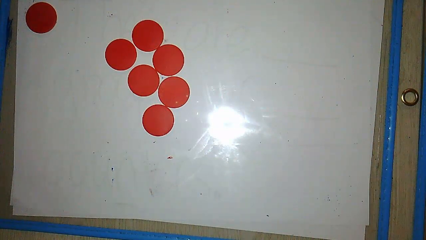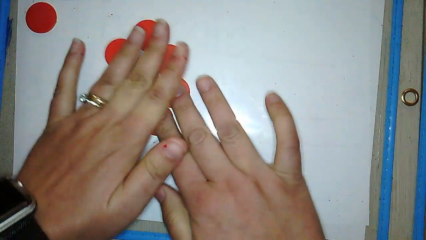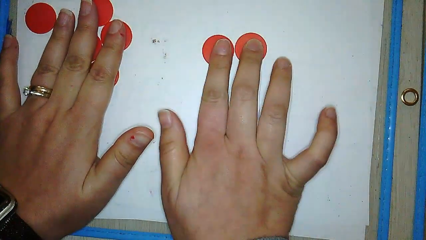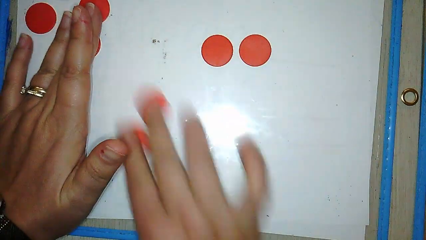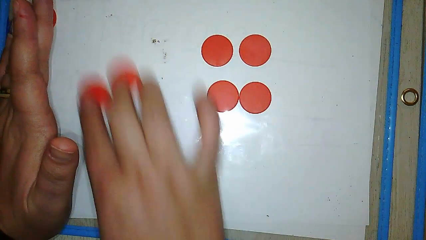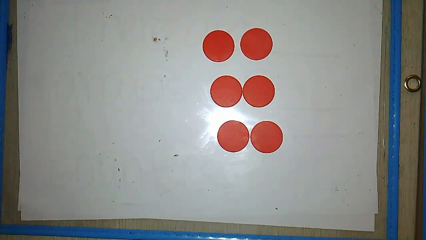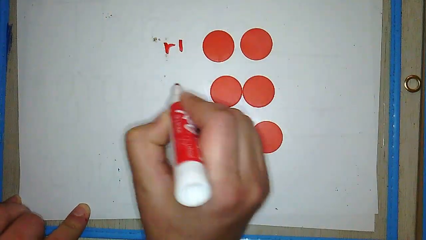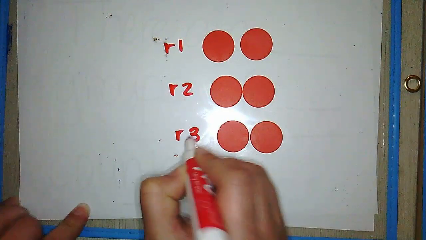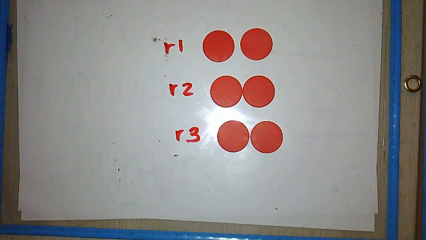Now, I want you to think about the next question. Let's organize your counters into 3 groups of 2. Group 1 of 2, this is 1 group. 1, 2, this is another group. 1, 2, this is another group. How many rows did we make? Yes, boys and girls, 3 rows.